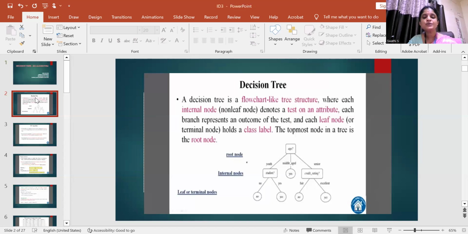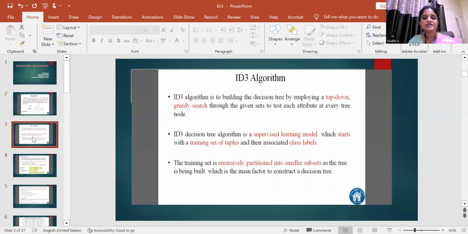For example, to predict whether a person will buy a product or not, we check attributes like age, income, and interest. So the importance of a decision tree is that it is an easy to understand, interpretable model and is used in real world applications. So next, what is ID3?